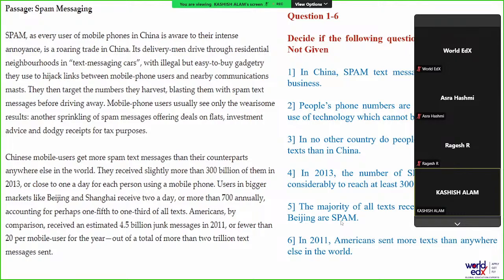Now, here, if you see, it's completely contradicting. The passage is saying easy to buy gadgetry, and here the second question is saying that it cannot be readily bought, which makes my statement contradictory, and hence the answer is going to be a false statement. In the same way, can someone answer me the third question?